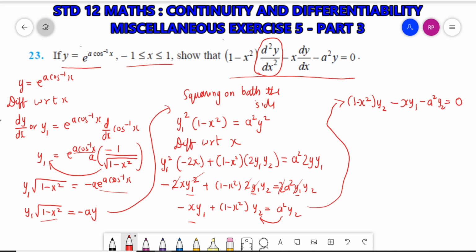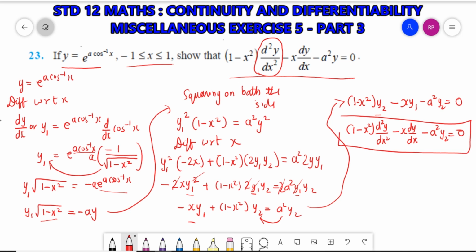Now let's put y2 equal to d square y by dx square and y1 equal to dy by dx. So 1 minus x square d square y by dx square, minus x dy by dx, minus a square y is equal to 0. Okay, hence we have proved.